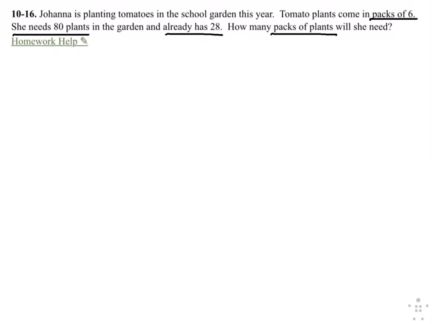Okay, so let's set up an equation for this situation. So she has 28 plants already. We can buy some unknown amount of packs, right? But in each pack comes 6. So 6 for each pack, right? If I buy 1 pack, I get 6 plants, 2, I get 12. And she needs 80, right? So let's solve this equation.